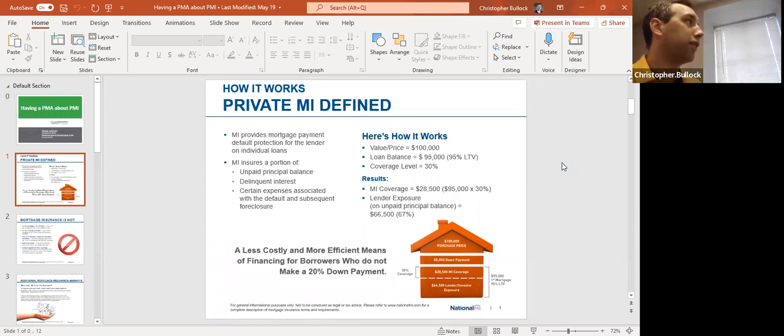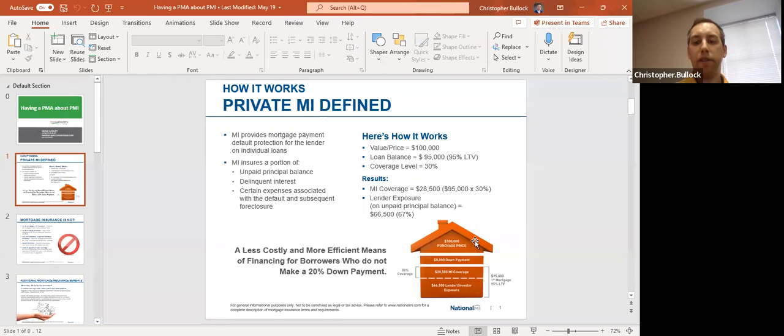Just first off, defining mortgage insurance. It provides mortgage repayment default protection for the lender on individual loans. What that means is if someone has less than 20% down, this is protecting that other portion of risk that the lender is taking on. So the little house down here, you can see a good example.